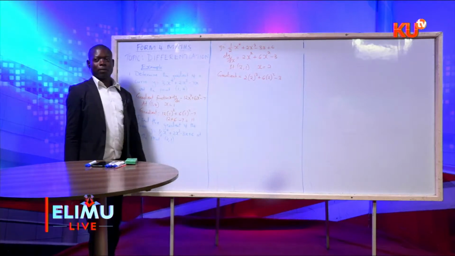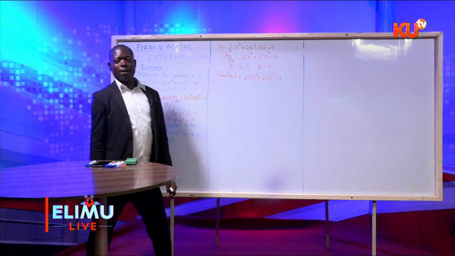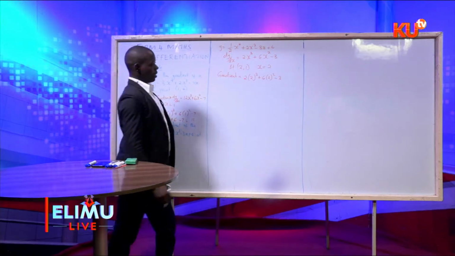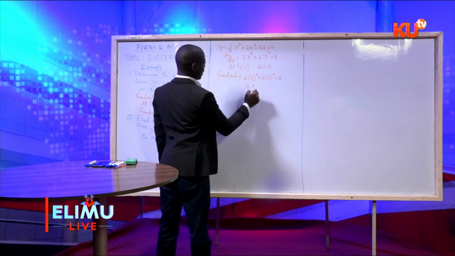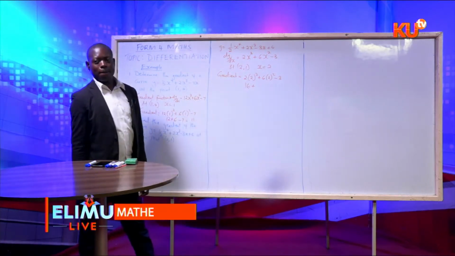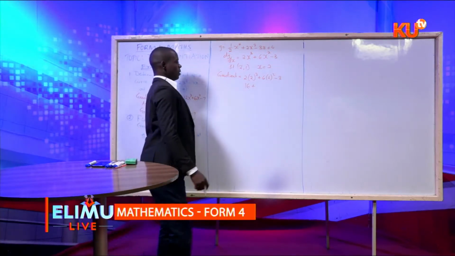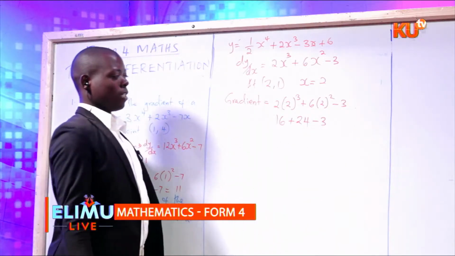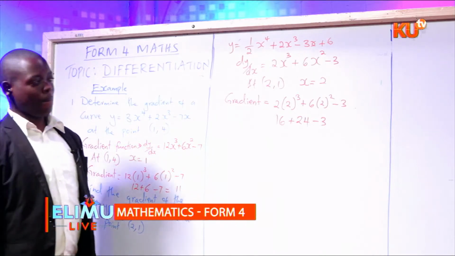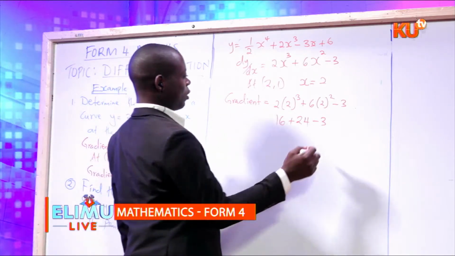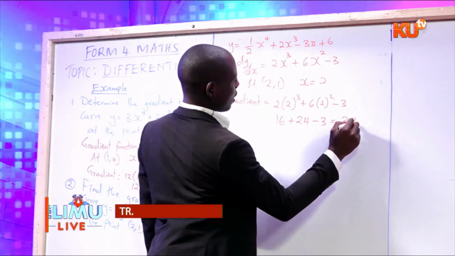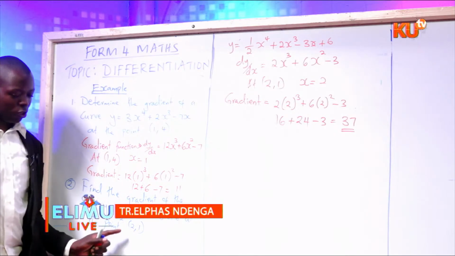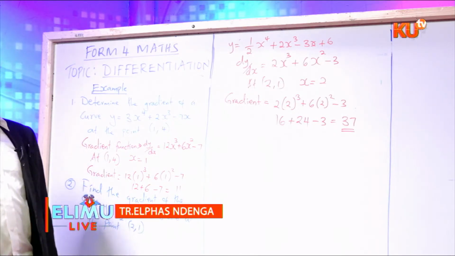Students, what is 2 cubed? That is 8 times 2, 16. Plus, what is 2 squared? 4 times 6, 24. Then less 3. And what is 16 plus 24? 40. Less 3? 37. Therefore, the gradient of that curve at the point (2, 1) is 37.